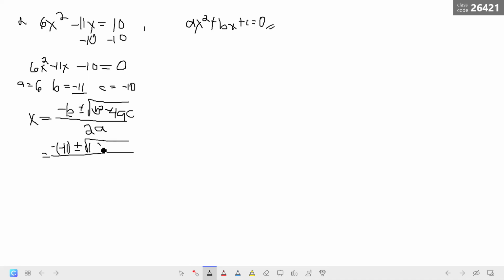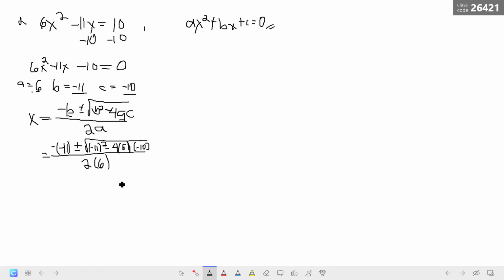Then again, let us replace b by negative 11. Then square. Minus 4. Constant po yung 4 dito, so hindi yan napapalitan. Mga napapalitan lang po dito is the values of a, b, and c. So ang a natin, what is a? A is 6. And then c natin is negative 10. Alright. Okay, we're done on the numerator. Proceed to the denominator. So 2. Then what is a? Our a is 6.